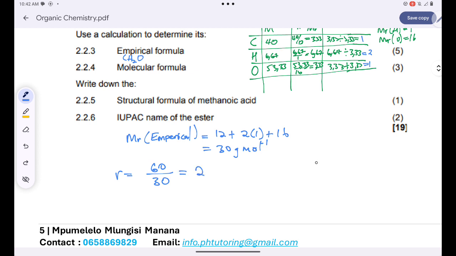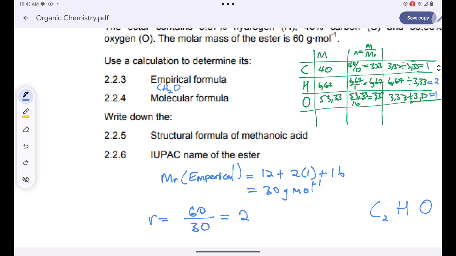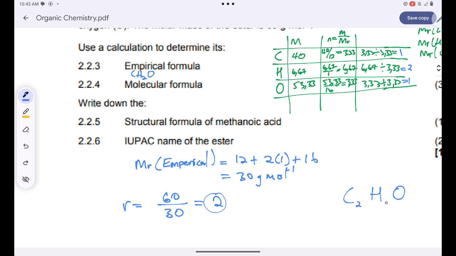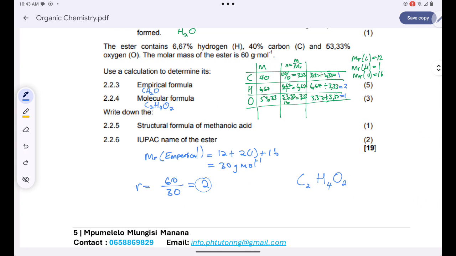For me to find the molecular formula, I just need to multiply the subscripts of the empirical formula by 2. So since I had a 1 over there, that means 1 times 2, I'll have 2. And then 2 times this 2 will give me 4. 1 times 2 will give me 2. So my ester is just C2H4O2, and its IUPAC name would have been methyl methanoate.